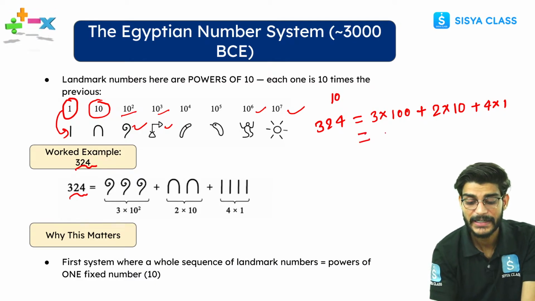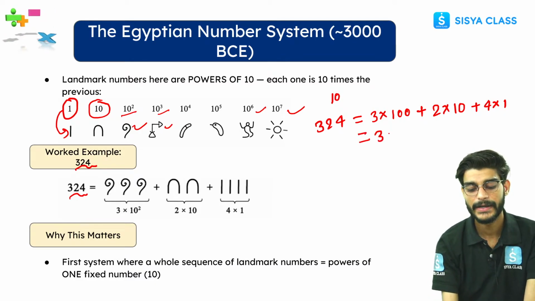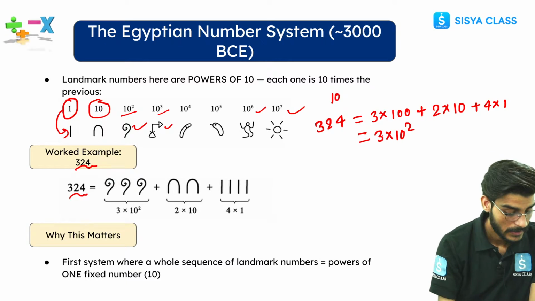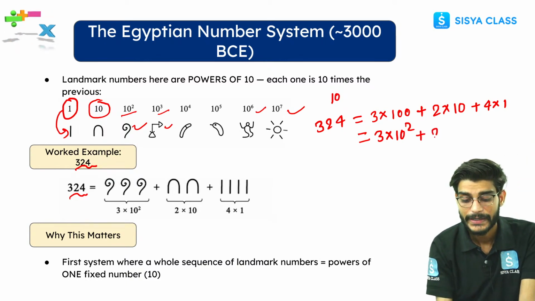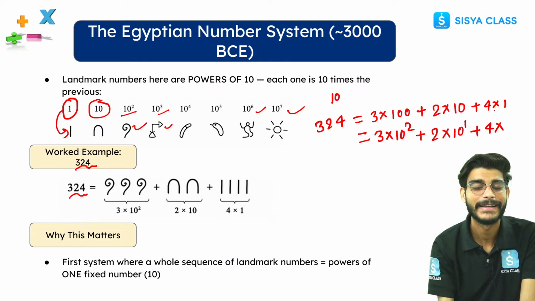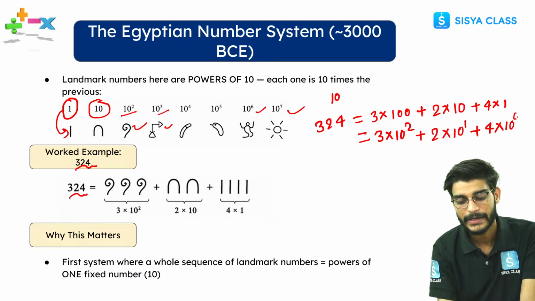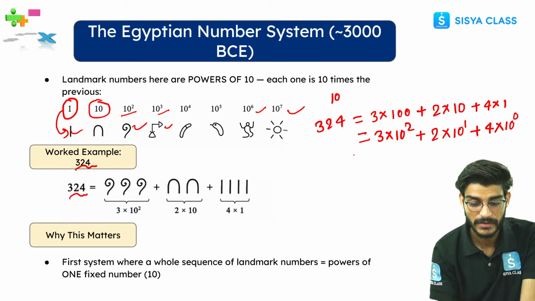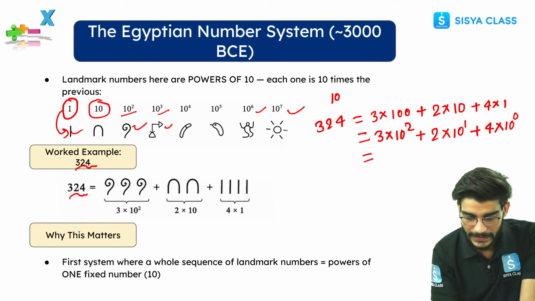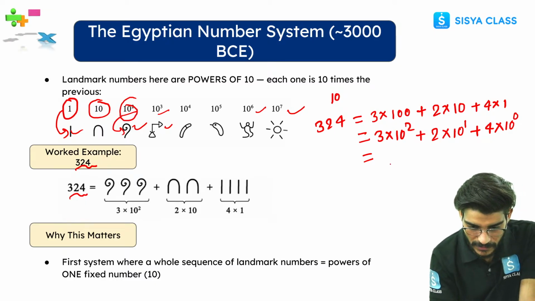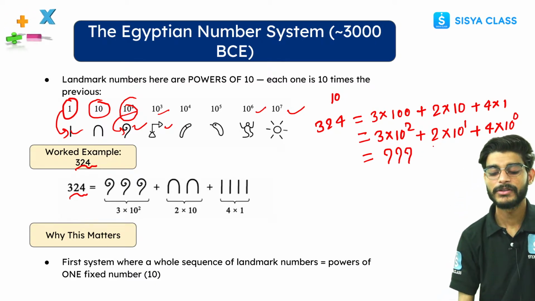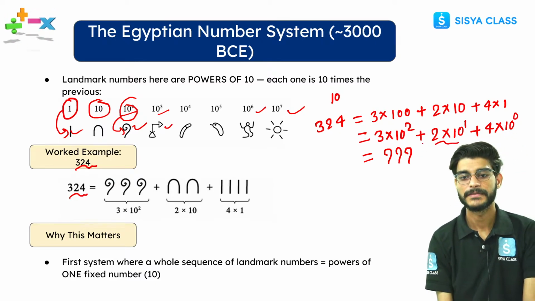See, this is 3 into 100. So can I write 100 as 10 square? I can write 100 as 10 square, absolutely. I can write 10 as 10 power 1. I can write 1 as 10 power 0. Obviously for 10 power 0 we have this notation. Now 3 into 10 square means I have to give this notation 3 times. So I'll write this 3 times. Simple.